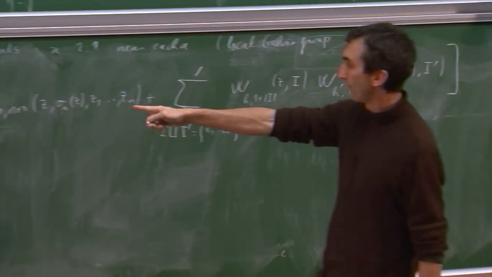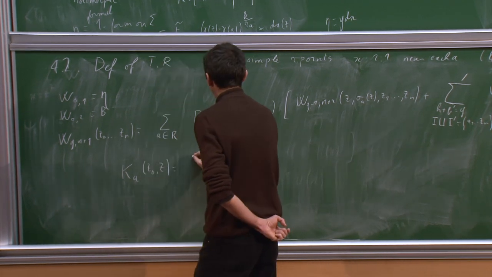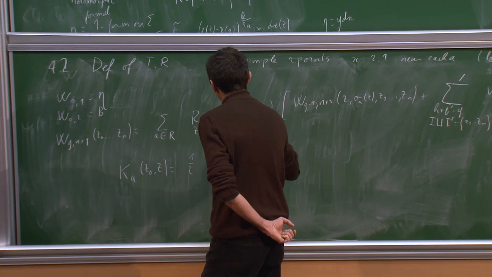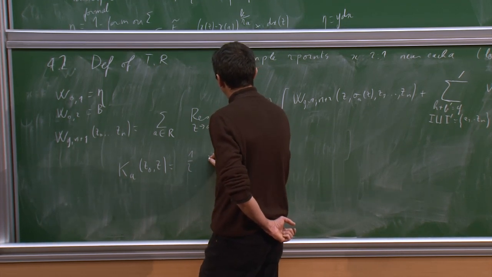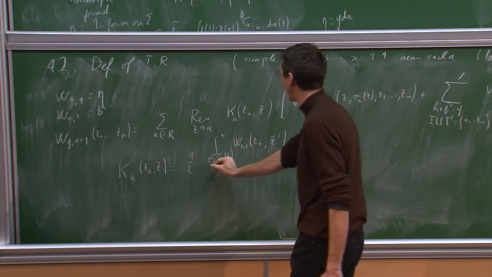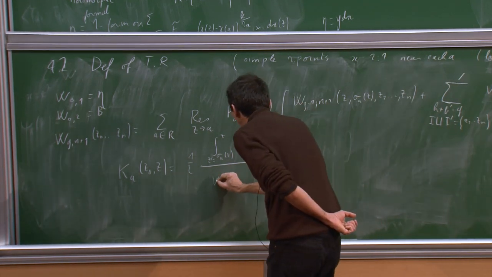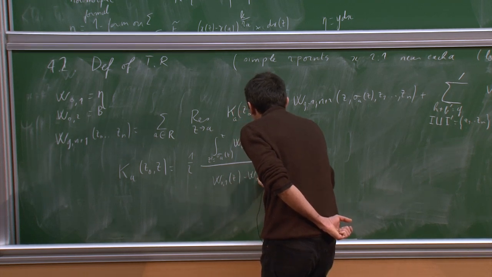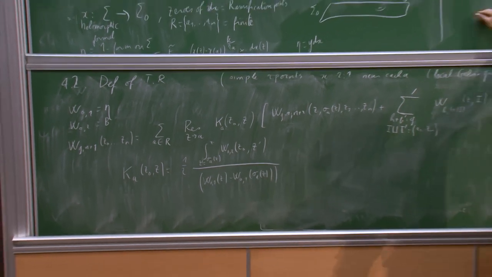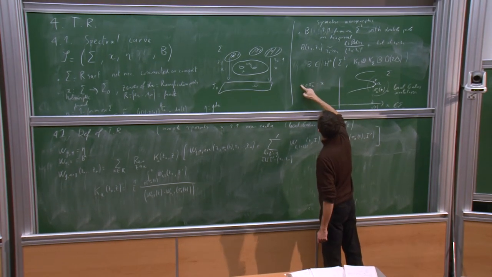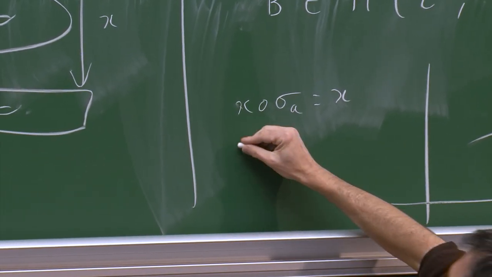Okay, it just remains to write what K_a is. K_a(z0, z', z) is 1/2 of the integral from sigma_a(z) to z of W_{0,2}(z0, z'). So the variable I integrate is technically z'. So you integrate in the vicinity of a, in a graph which lies in the vicinity of a, and divide it by W_{0,1}(z) minus W_{0,1}(sigma_a(z)). Yes, so sigma_a is such that x(sigma_a) equals x, and we choose the one which is not identity.